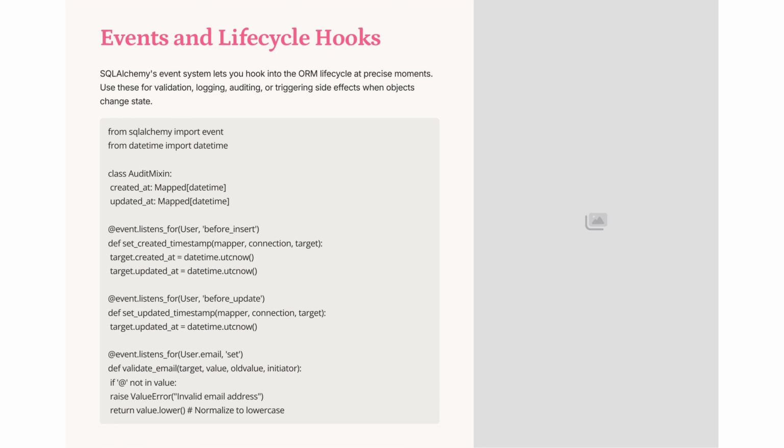full name. SQLAlchemy's event system allows precise lifecycle hooks for validation, logging, and auditing. Use events like before_insert to set timestamps or before_update to update them. Validate and normalize data, such as emails, using set events. These hooks ensure data integrity and automate routine tasks efficiently.